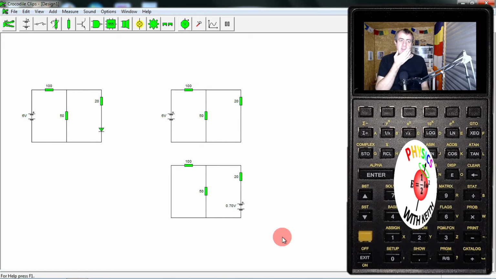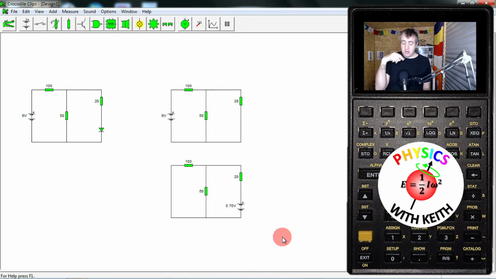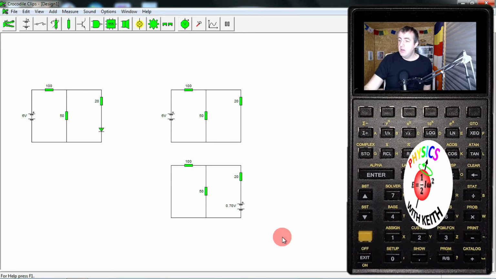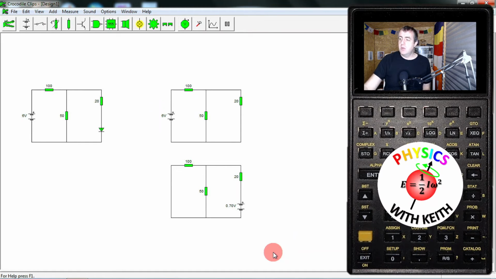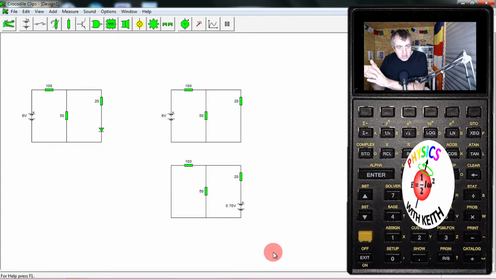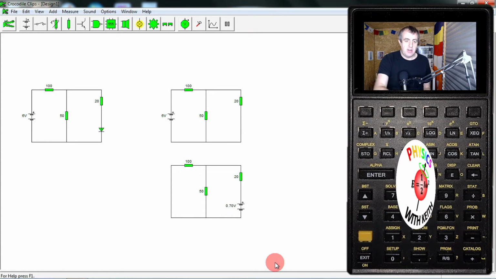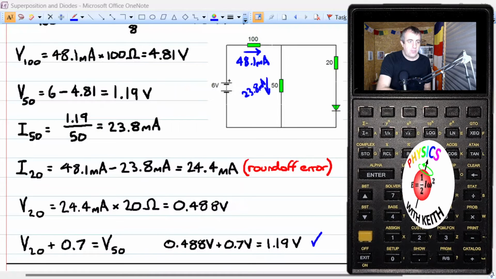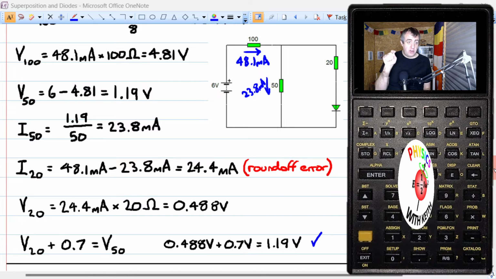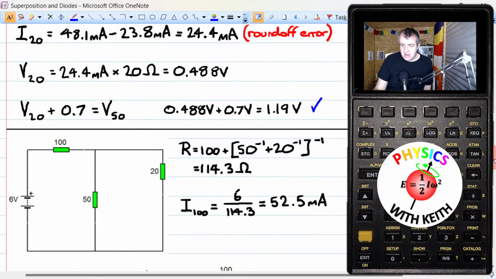And if you're not sure how to visualize potential drops across circuits, then I did a video some weeks ago now, where I got the Gravitrax out and tried to show you how you can use height to visualize gravitational potential and then link that to electric potential. So you've got a model you can use to visualize what's going on. Right, let's use superposition. I started 15 minutes ago saying that you could use superposition. Let's use superposition and see if it's easier than simultaneous equations.